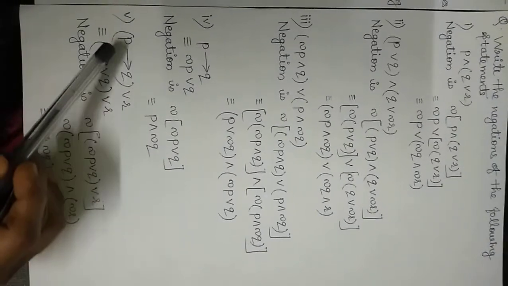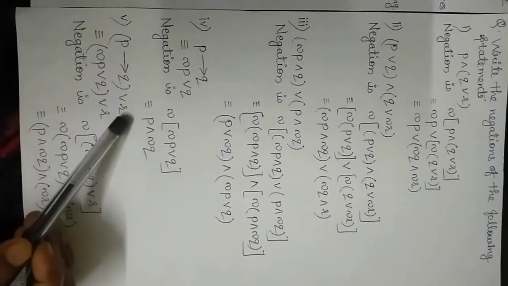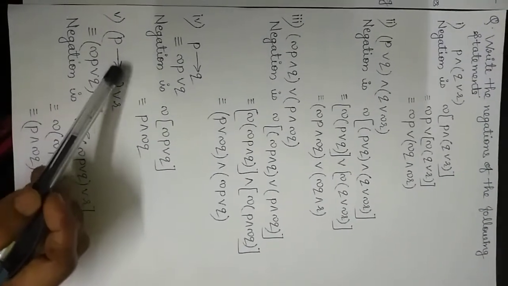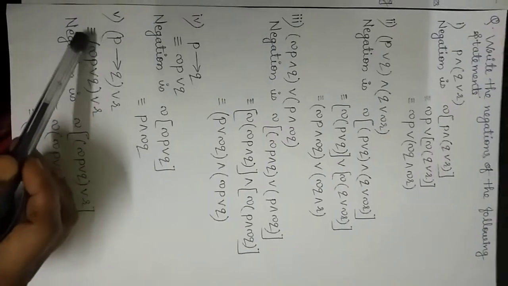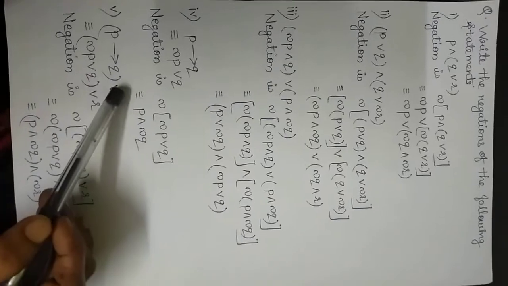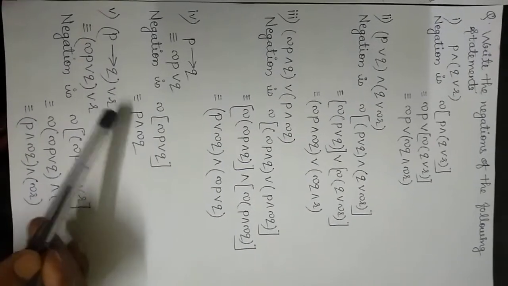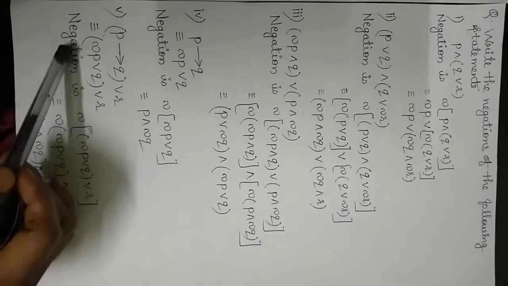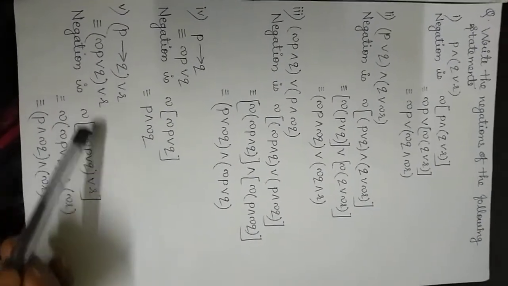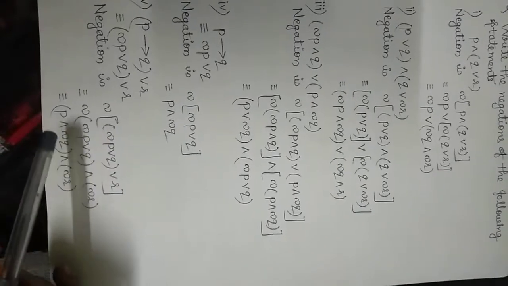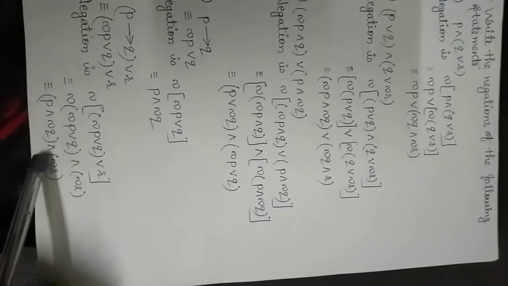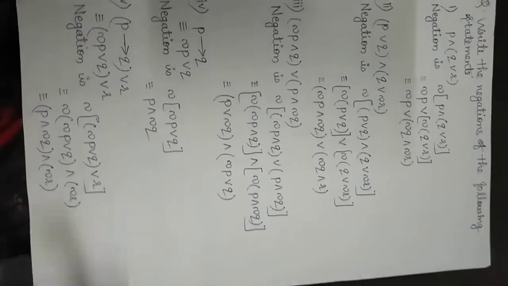Now the next question, P implies Q or R. Here also, since a conditional statement is given, first we will convert it into the equivalent statement. So the equivalent statement will be negation of P or Q, and this or R, which is given outside the bracket, will be as it is. Now the negation of this statement is applying negation from outside to the entire statement. So the answer will be P and negation of Q and negation of R.